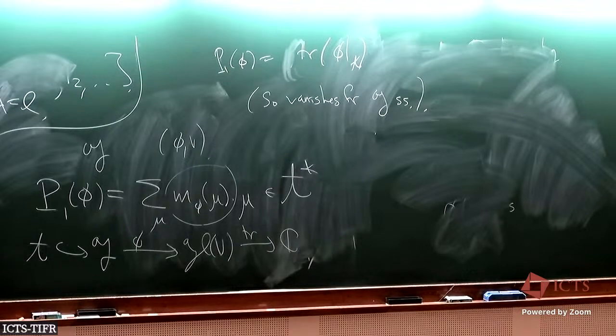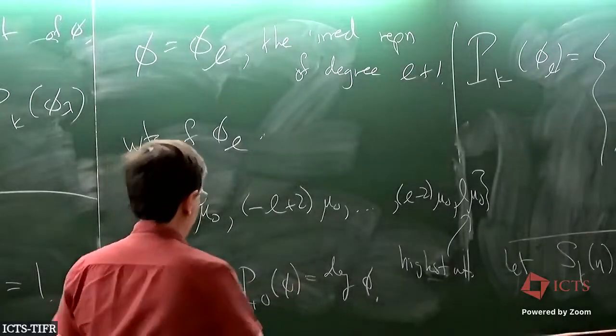So to say it a different way, going back to P0, it is the degree of phi. And how do you find the degree of phi_lambda?